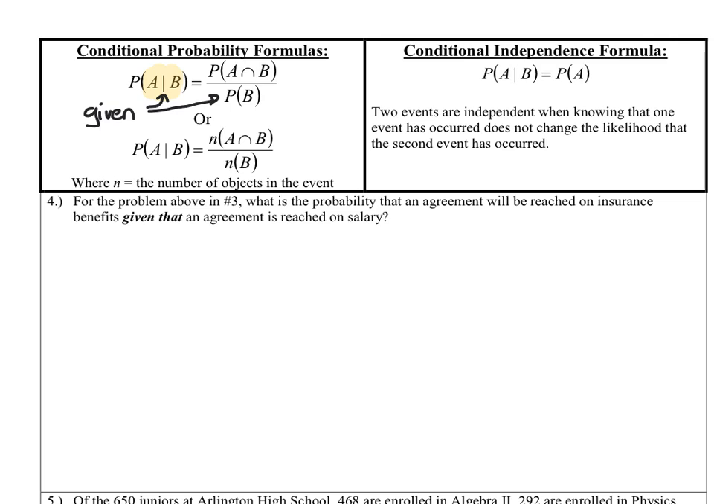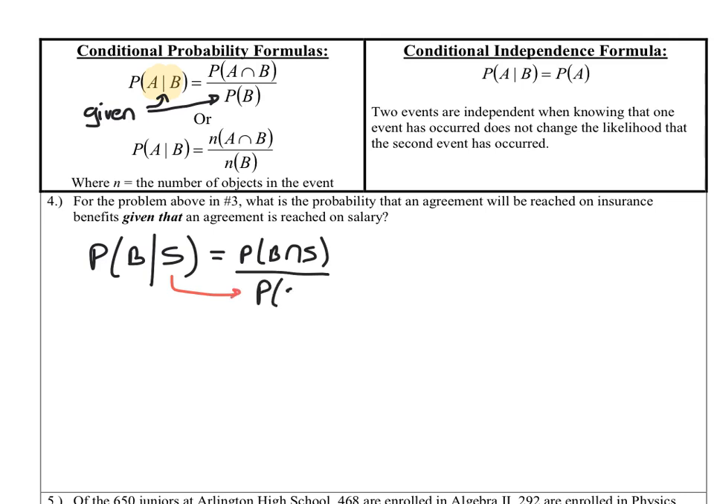So in this case, what's the probability that an agreement will be reached on insurance benefits given that an agreement is reached on salary? That means we already know that they agreed on salary. We're trying to figure out what's the probability that they will now also agree on benefits given that they've already agreed on salary. So we're looking for the probability of benefits and salary divided by, again, whatever was given goes on the bottom. So the probability of salary.